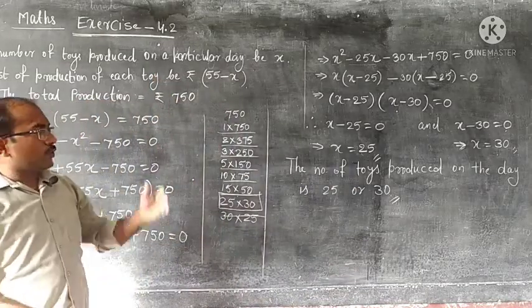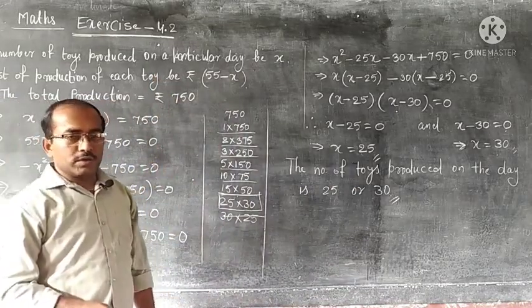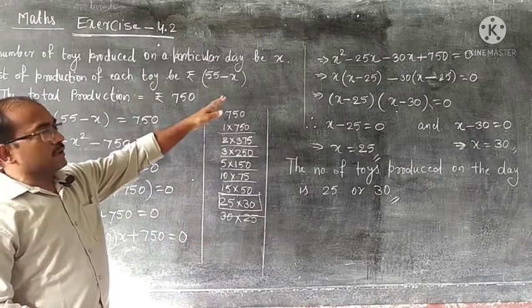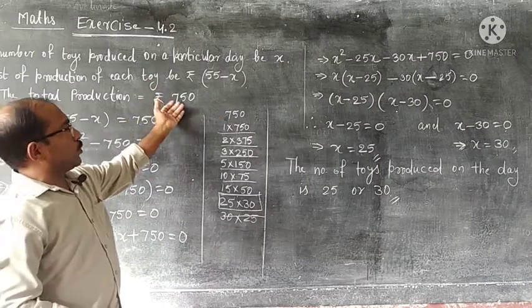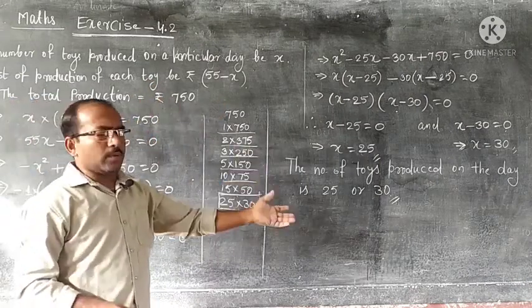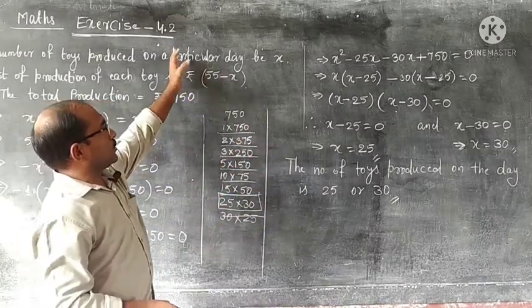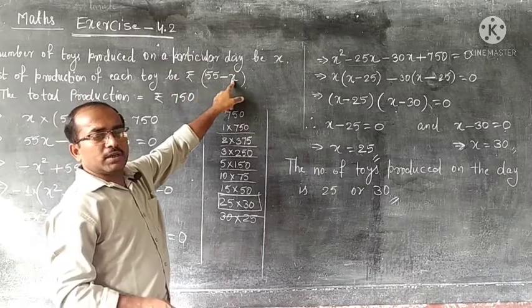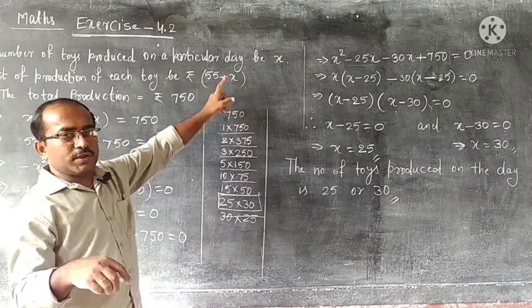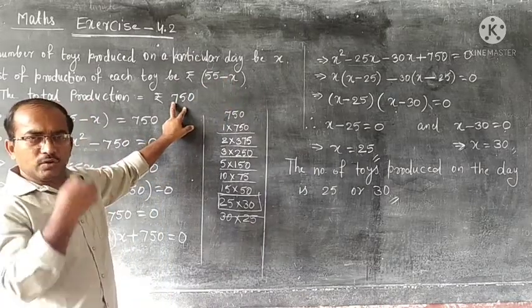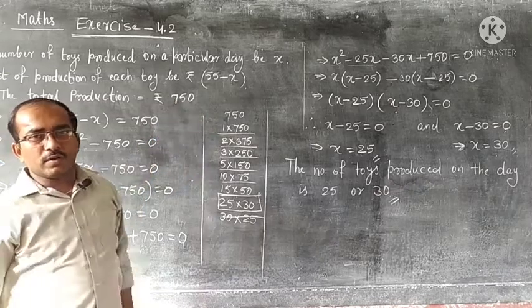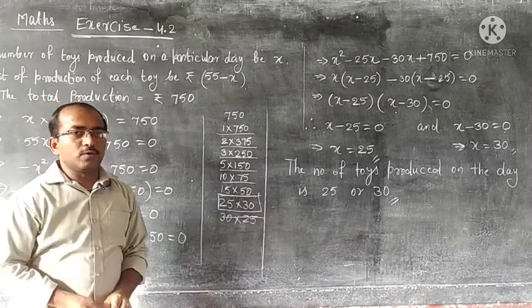If the company is producing 25 toys on that day, and 55 minus number of toys, total production will be 750. Or if the factory is producing 30 toys, so 30 toys will be there. 55 minus 30, 25 will be the price of each toy. So 30 into 25, 750 will be the total cost of production. I hope you have understood.